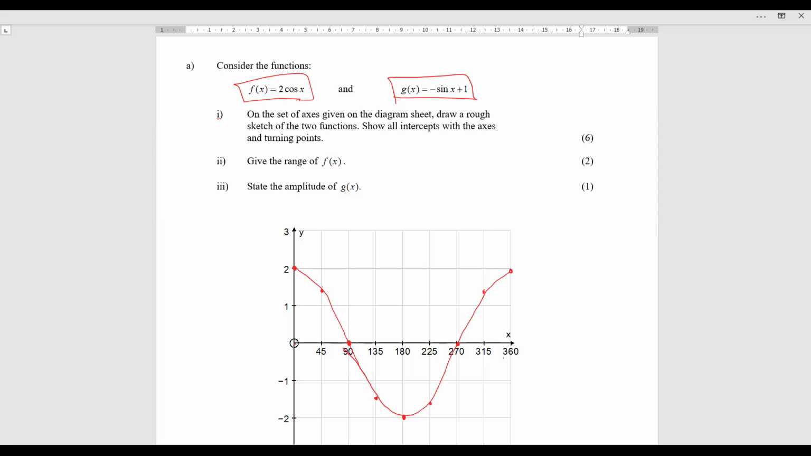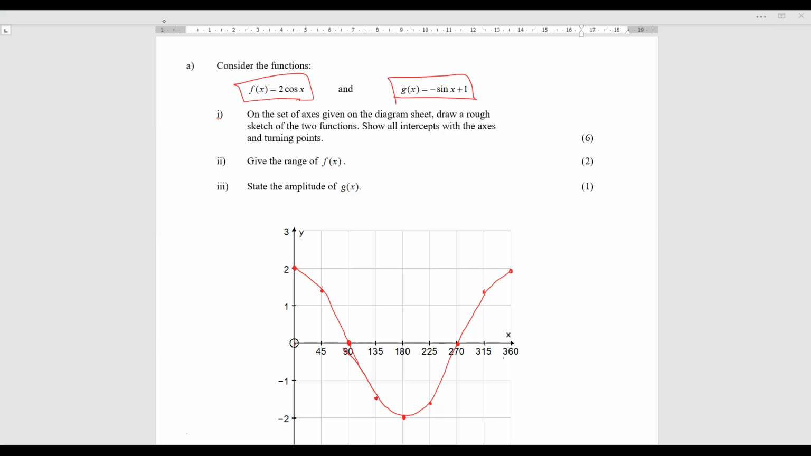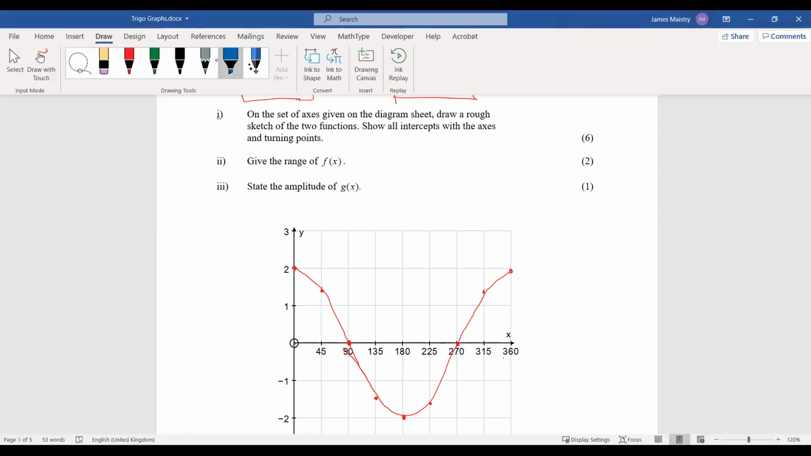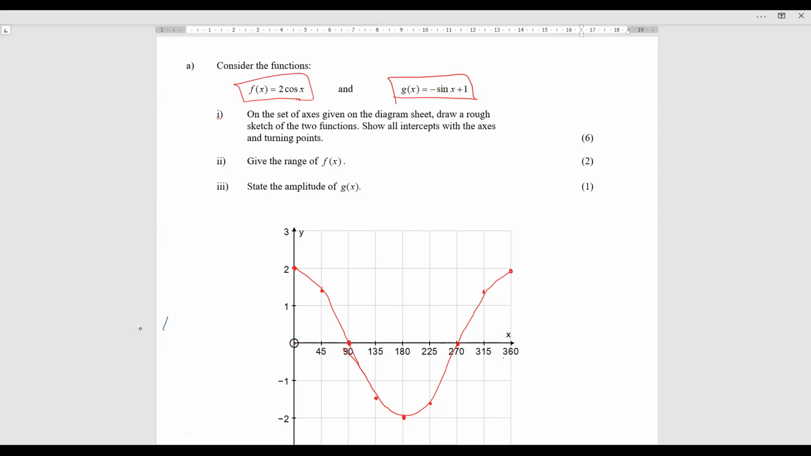All right, in the same way, we can draw the sine graph. I just want to change my color of pen there. All right, let's go draw the sine graph.